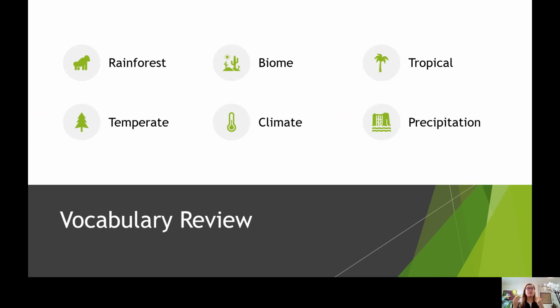Precipitation. Precipitation is what comes out of the clouds and falls out of the sky. So can you think of some examples of precipitation? I'm going to give you a few seconds to think about that. Examples of precipitation include rain, snow, sleet, and what we've been seeing a lot of in London recently, drizzle.